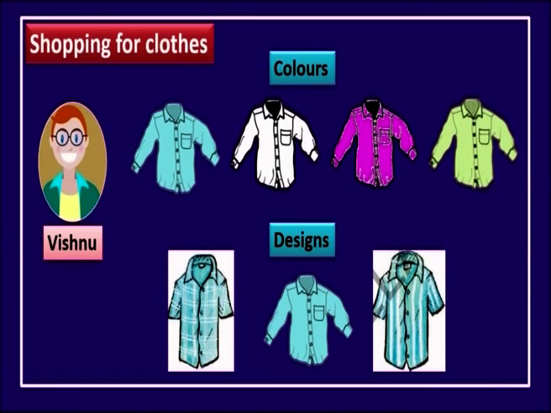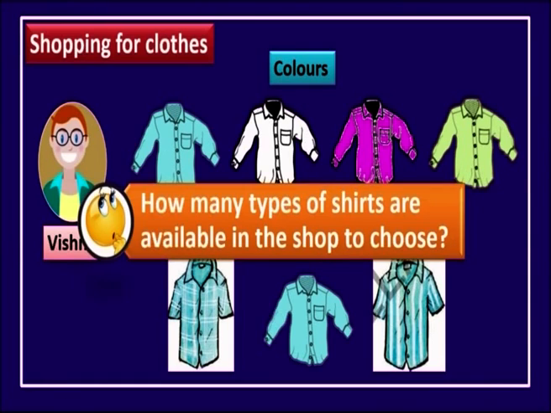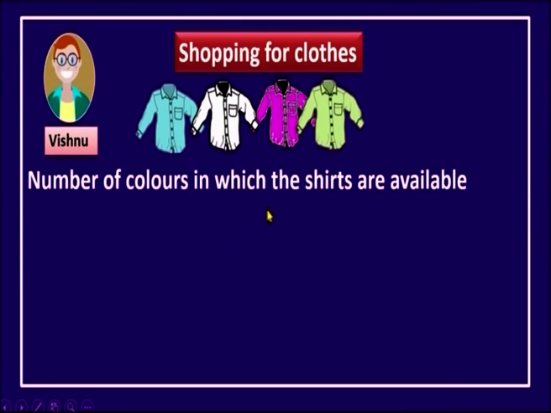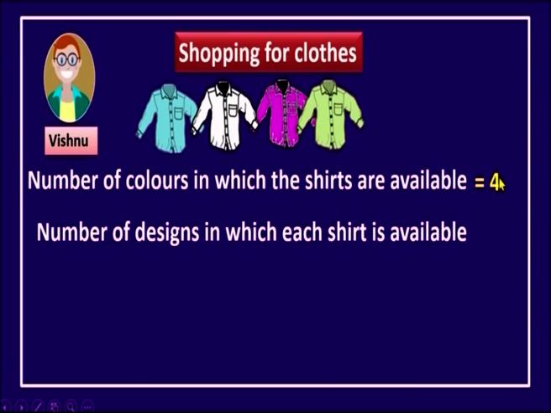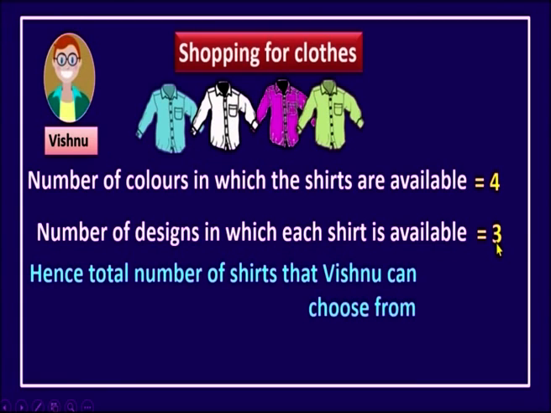Okay, children. Now let's see what actually we need to find. So how many types of shirts are available in the shop to choose? So there are so many shirts. Now how many types of shirts are there? That is what we need to find out. Let's see, children. So number of colors in which the shirts are available are how many, children? Yes, there are only 4 colors, right? So number of colors are 4. And how many designs were there, children? Yes, we have only 3 designs. Isn't it, children? Checks, plain and the stripes.